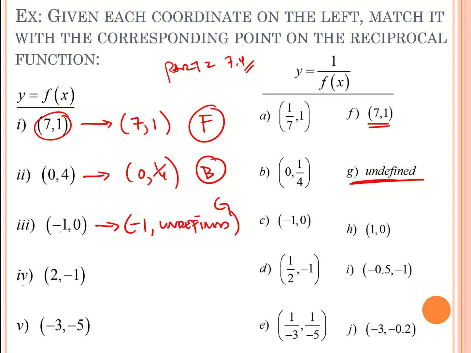The fourth one is actually a trick question because none of the choices actually work. X value stays the same, and the y value, see it's negative 1, it stays negative 1. So none of the above, okay? So I threw that in there. Last one's negative 3 comma negative 5. So again, x value stays negative 3, but the y value, you see how it's negative 5. The reciprocal will be negative 1/5. So you will have like negative 0.2. So that would be j, okay?